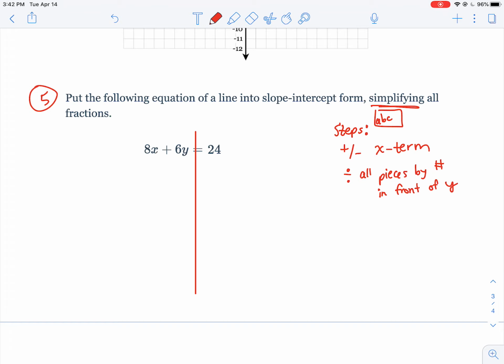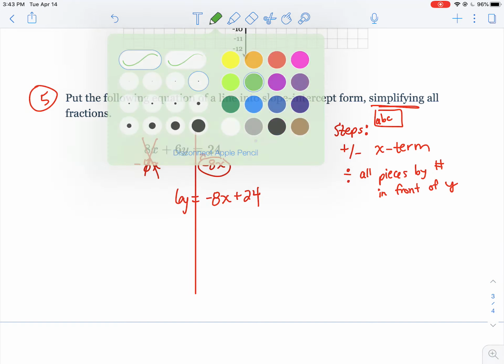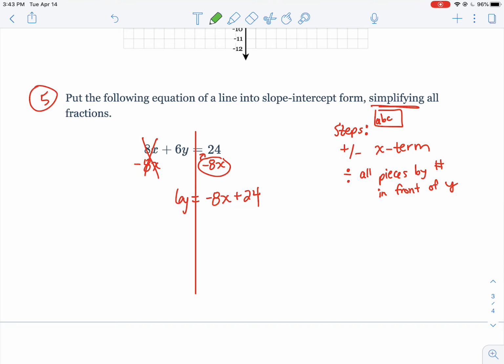Okay. So here we go. I need to add or subtract the x term. My x term is a positive 8, so I am going to subtract 8x on both sides. On the left it cancels out and I drop down a positive 6y. On the right, the negative 8x goes right in front of the positive 24. Once I add or subtract my x term from both sides, I'm going to divide every single piece by the number in front of y, and then I have to simplify.